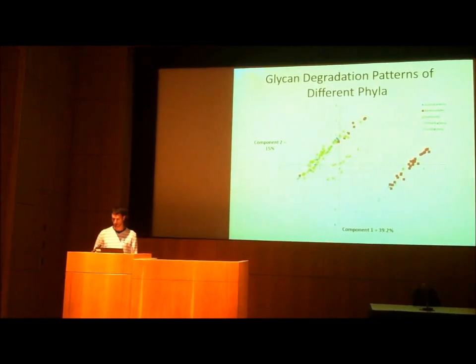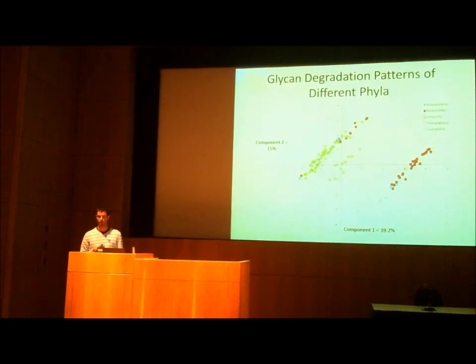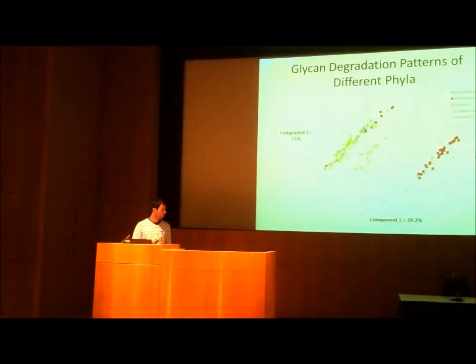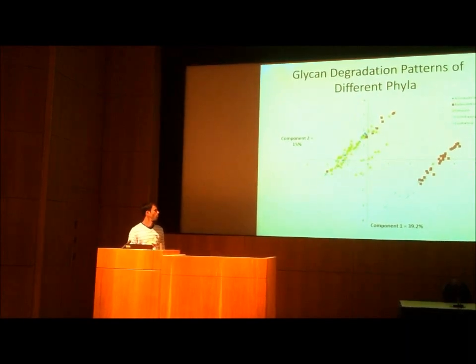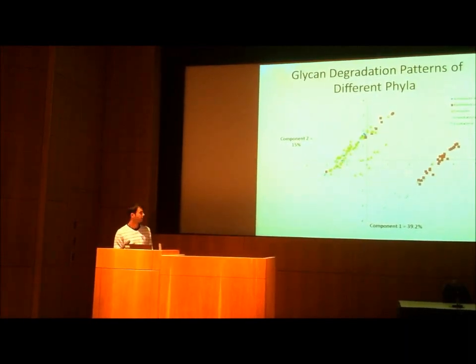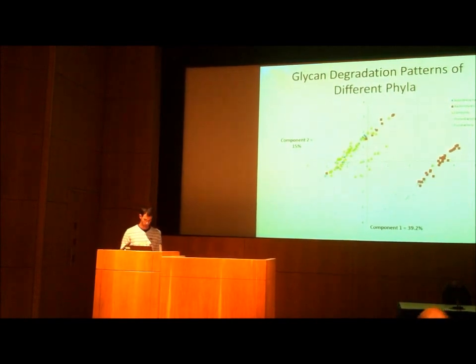When we do principal components analysis of the glycan utilization patterns of the different species, we can also see a pretty nice separation over the first component between the Bacteroides and the Firmicutes.